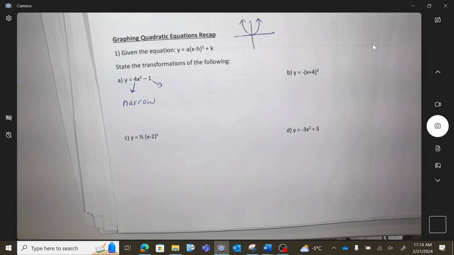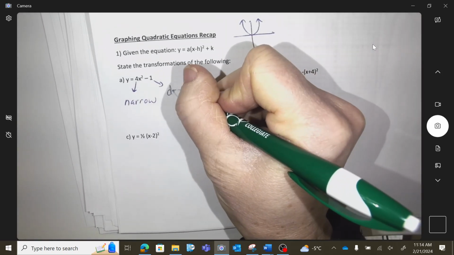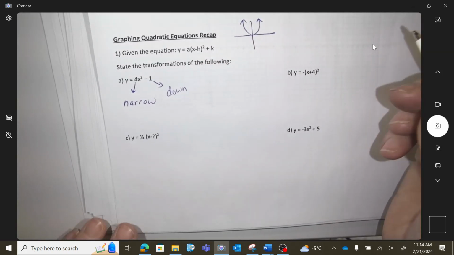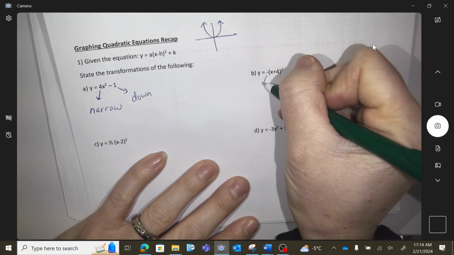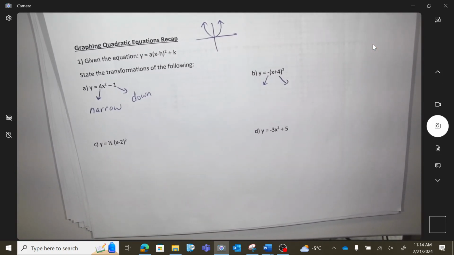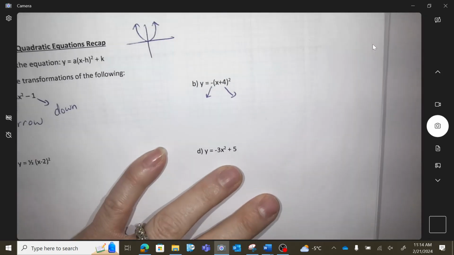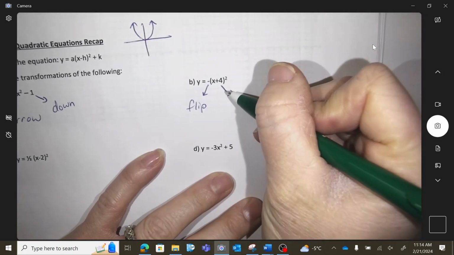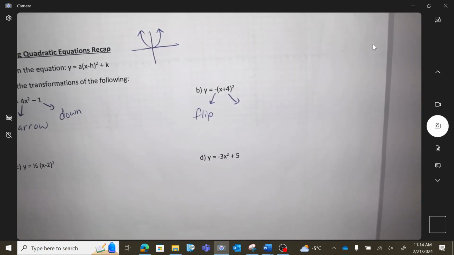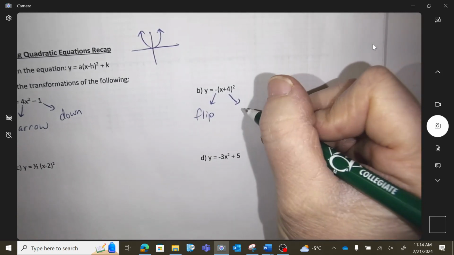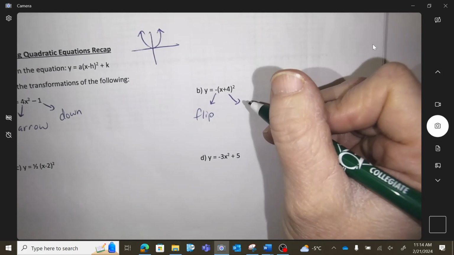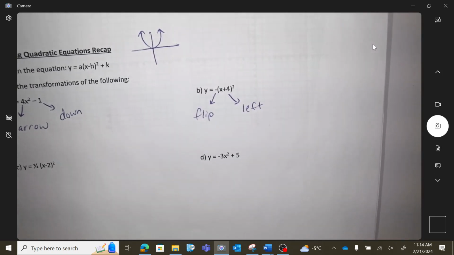And then there was a -1 as an outside number. So that made it go down. B, I'm looking for 2 answers. So there was a negative in the multiplier spot. So that's a flip. And then there was the 4, but it was in the bracket, not like last time. So you're going to move 4 to the what direction? To the left. So that one's an opposite.